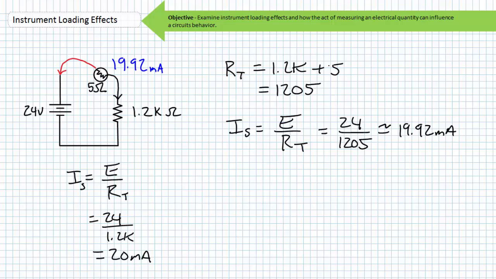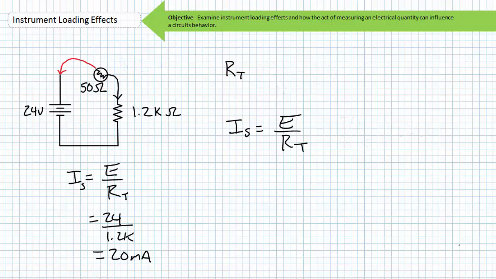What happened to the missing 0.08 milliamperes of current? It's not like that missing 0.08 milliamperes went off somewhere else. It's that the inclusion of the 5 ohm ammeter in series with the 1.2 kilo ohm resistor makes this a new circuit with ever so slightly higher resistance, and the source will only produce 19.92 milliamperes of current. The act of measuring the circuit influenced its behavior. However, it didn't affect it much. I can live with this level of inaccuracy.